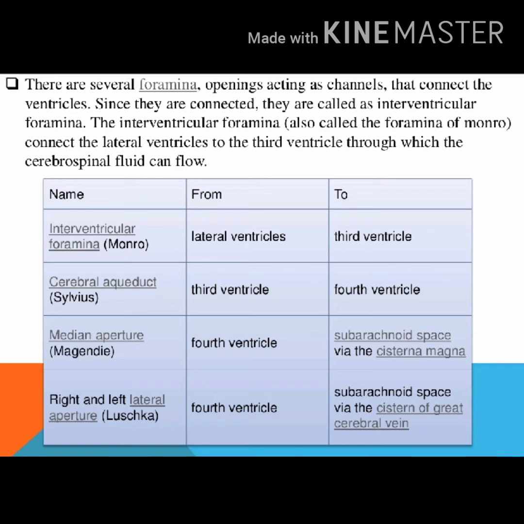that is called the median aperture, and the fourth ventricle to the subarachnoid space via the cistern of the great cerebral vein is called the right and left lateral aperture. Here the median aperture is called the foramen of Magendie and the lateral aperture is called the foramen of Luschka.